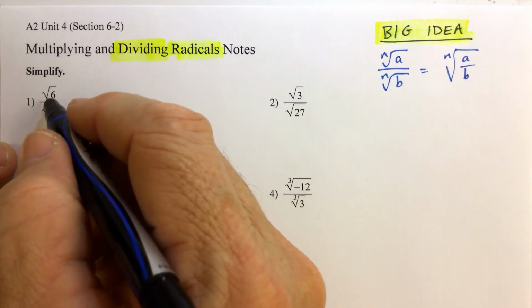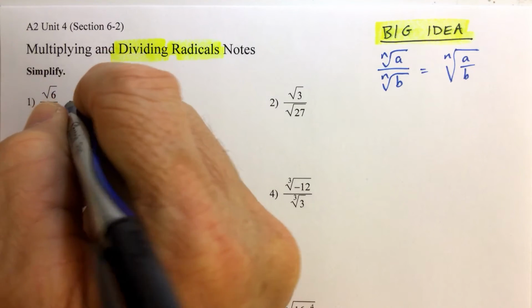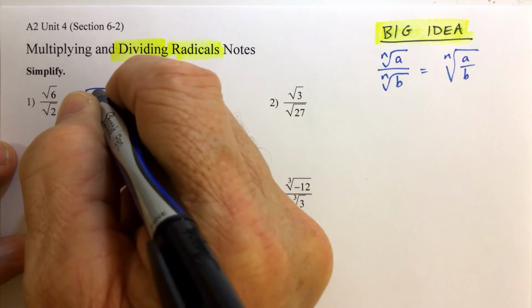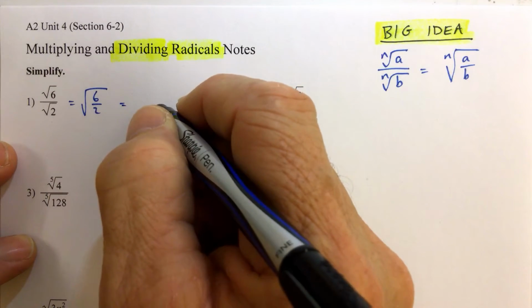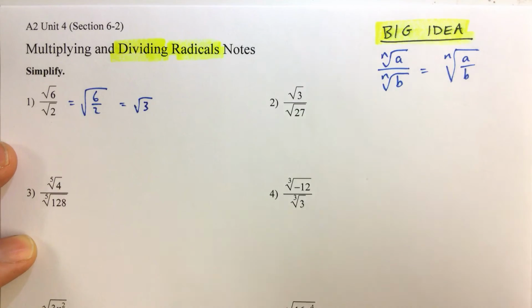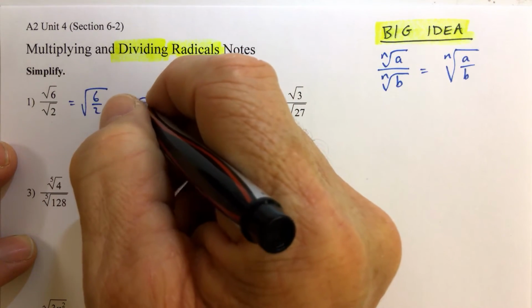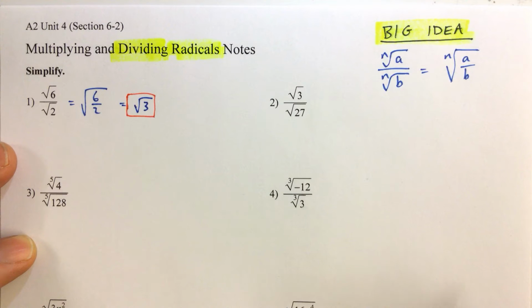For example 1, the square root of 6 divided by the square root of 2 is the same as the square root of 6 over 2, and we know that 6 divided by 2 is 3. So the square root of 6 over the square root of 2 is equal to the square root of 3. We can't simplify that anymore, so we leave it alone.